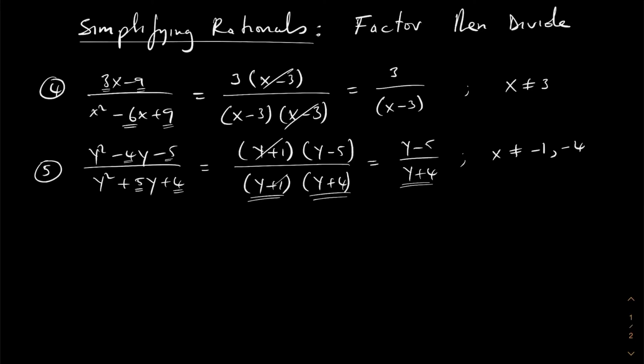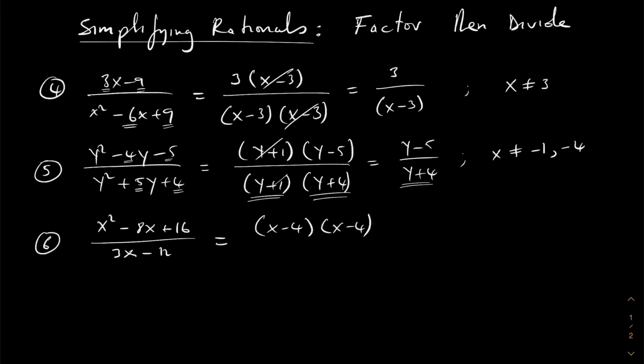Next example, we're going to have x squared minus 8x plus 16 divided by 3x minus 12. The numerator here, we're looking for two numbers that will add up to -8 and multiply to 16. Those are going to be -4 and -4. And on the bottom, we realize that 3 is a common factor to the two terms that are there. And so we're going to have 3 multiplied by x minus 4. Simplifying out x minus 4 on both numerator and denominator, we're going to have left x minus 4 divided by 3.